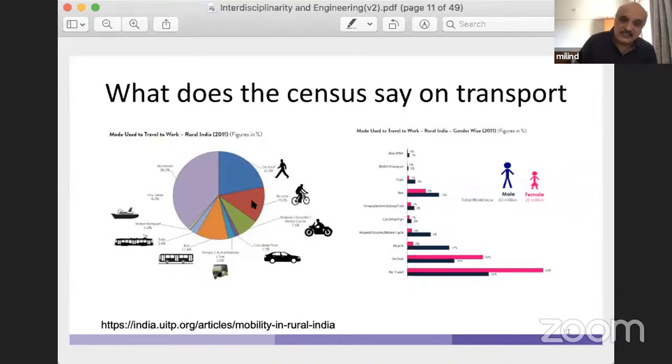Otherwise, they're going to buy private motorcycles, which was 8% in 2011, and it is increasing, and we know that's causing a lot of pollution.